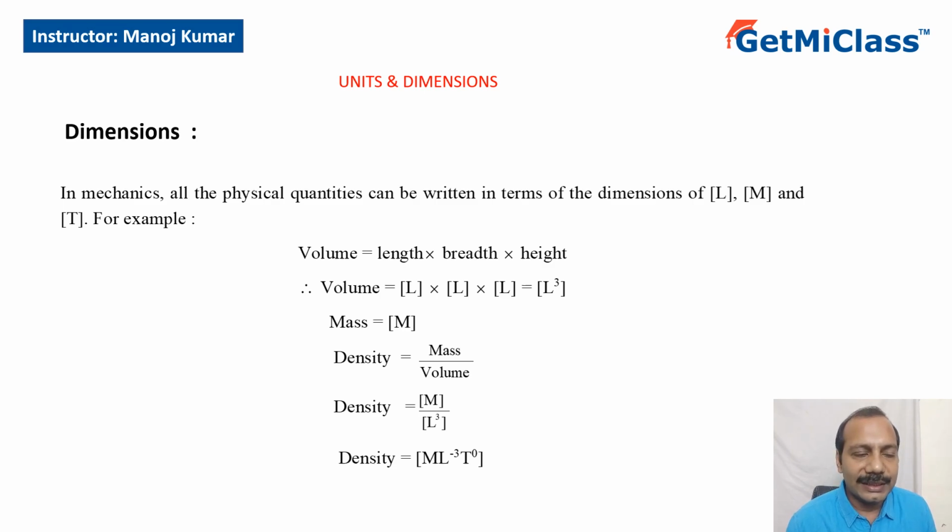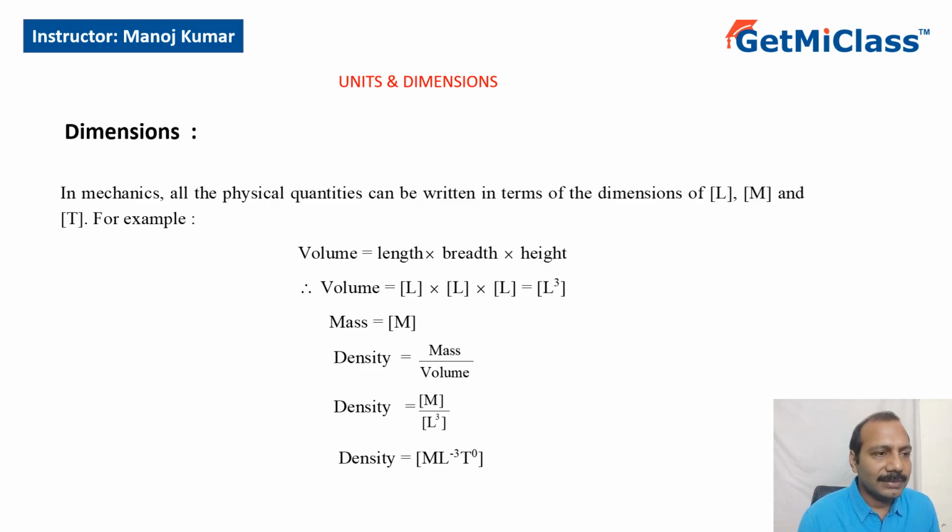Similarly, density. Density is mass per volume. Mass is M, and volume is L cube. So density is M L power minus 3 T power 0. This is an example to understand how we find the dimensions of any quantity.